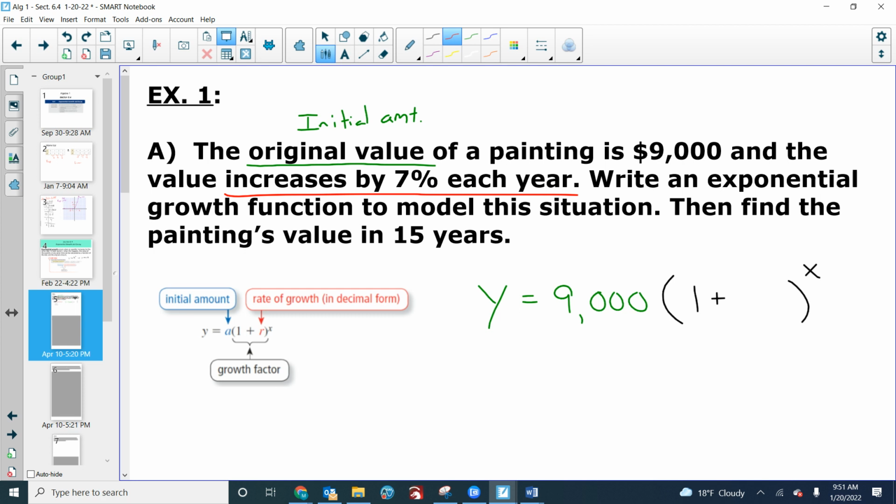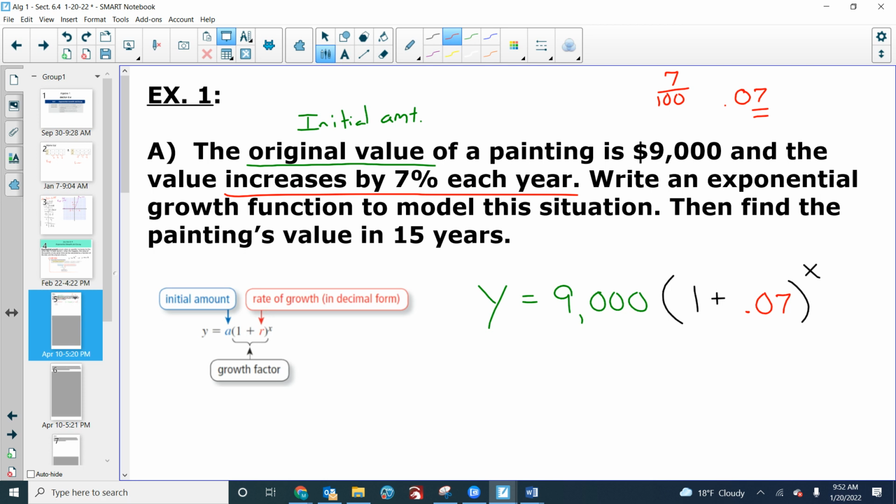If you got a 7% on a quiz, 7 out of 100. 7 hundredths. Not 7 tenths, 7 hundredths place. Do you agree? 0.07. Write an exponential growth function to model this situation, then find the painting's value in 15 years.